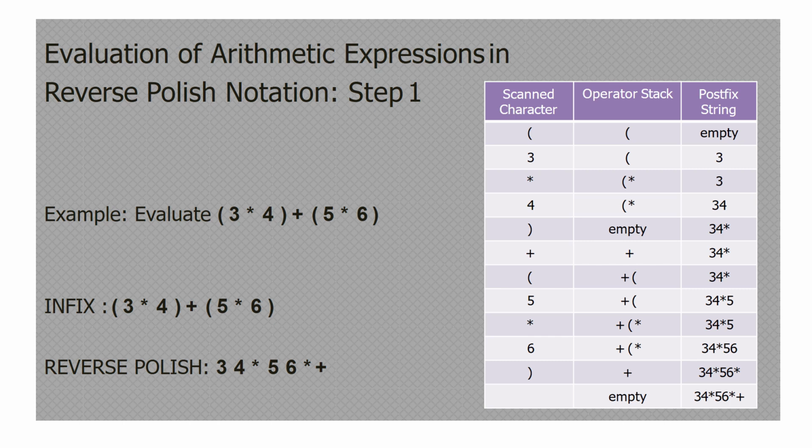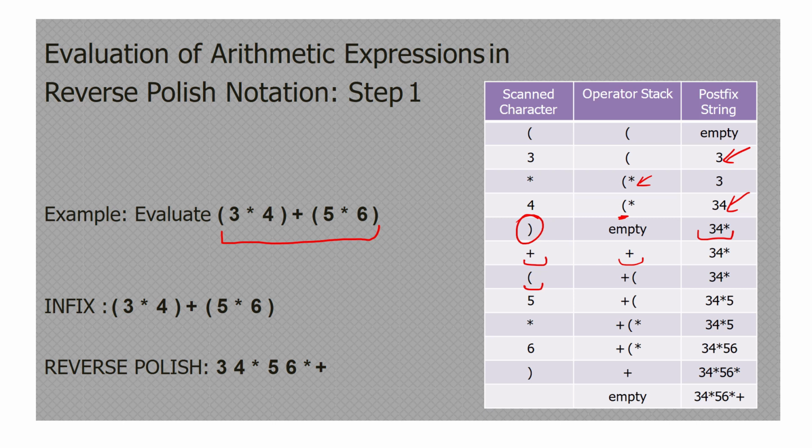Now we want to evaluate the arithmetic expression. Suppose there is 3 into 4 plus 5 into 6. How to do the infix to reverse Polish notation? 3 is pushed into the postfix string and star is pushed here. 4 comes up here. When this bracket comes up, everything has to pop out till this bracket, so it will become 3 4 star. When plus comes up, it is put into the empty operator stack here.